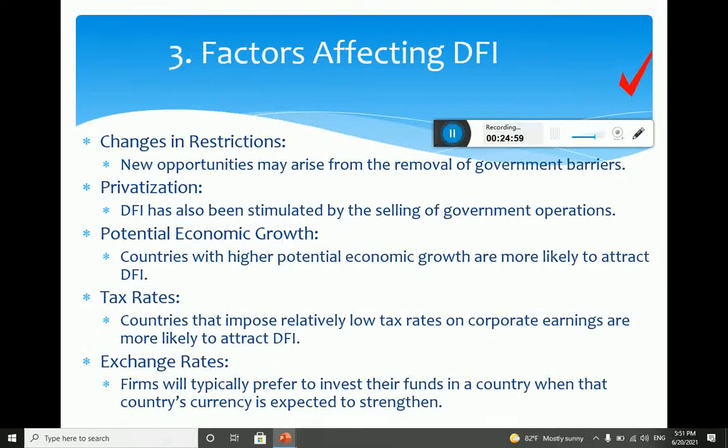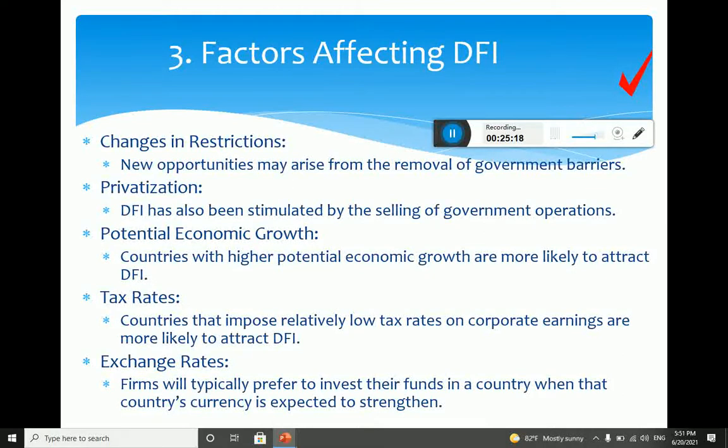Tax rates. As earlier discussed, if the government charges more taxes from corporations, there will be less direct foreign investment. If the government charges less taxes, there will be more direct foreign investment. Exchange rates also.